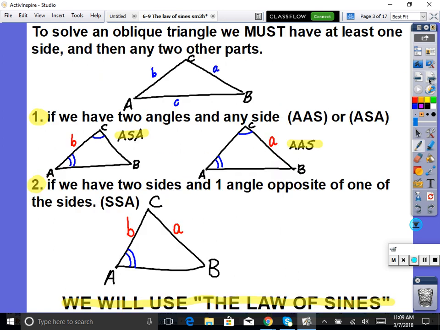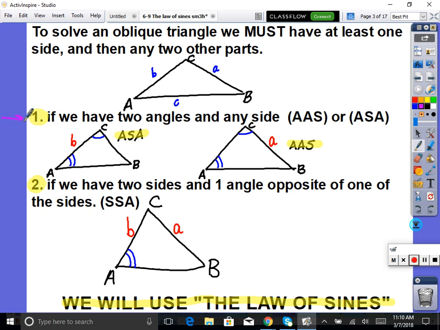We're going to learn today how to solve oblique triangles using the law of sines. So here's one thing to note. To solve an oblique triangle, we must have at least one side, and then we can have any other two parts, and we can go through and solve it. Now, there are times when you'll use the law of sines, and there are times when you'll use the law of cosines. Today, we're learning the law of sines.